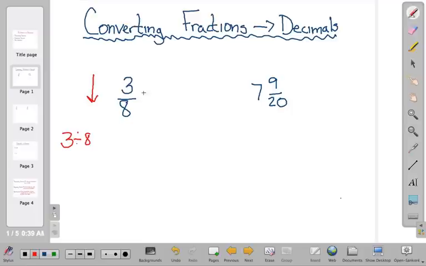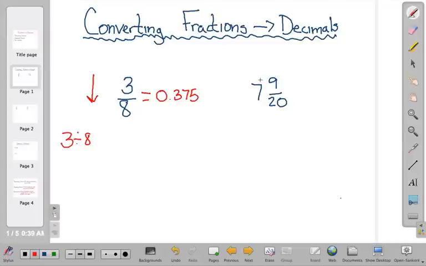0.375. So that means that 3/8 is the same as 0.375. These two things are equivalent. This decimal and this fraction are equivalent to each other, or they're equal. So the way we did that is we just read it going down, and the fraction bar is the same as the division sign. So we have 3 divided by 8, and you enter that into your calculator.